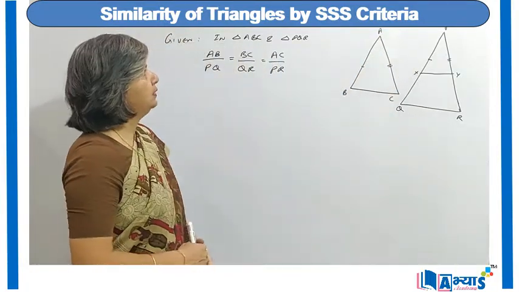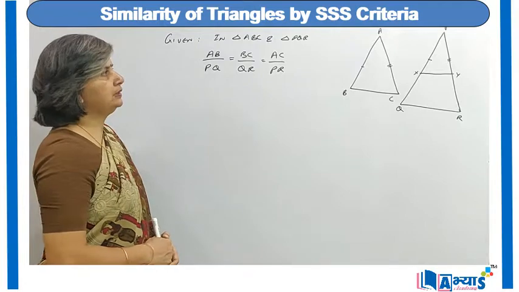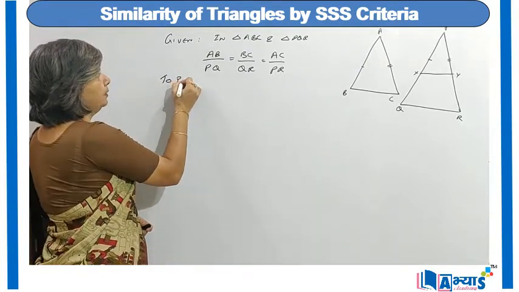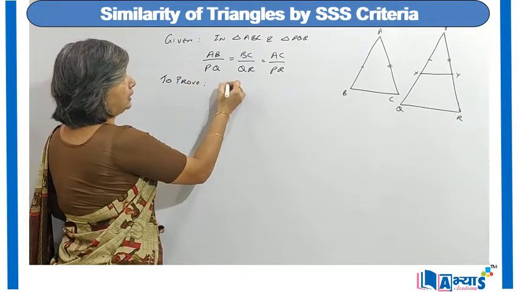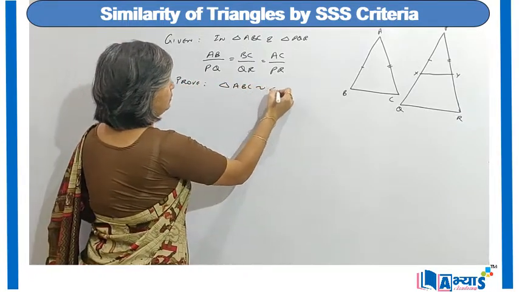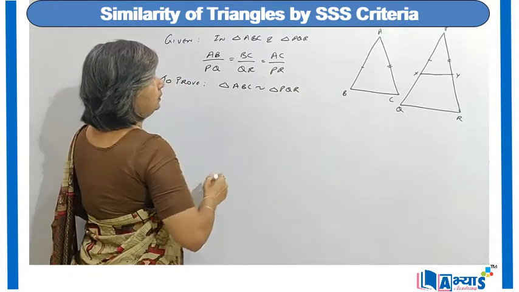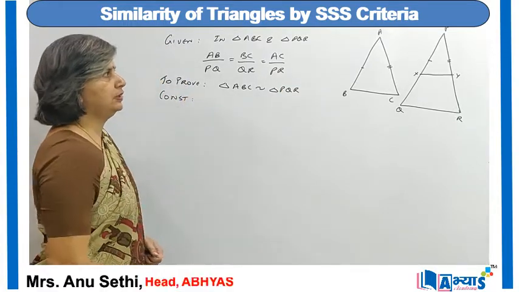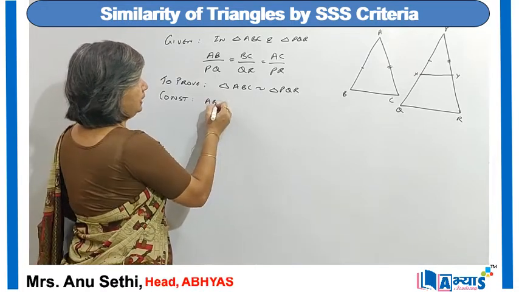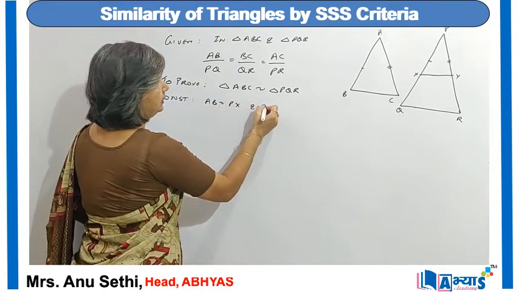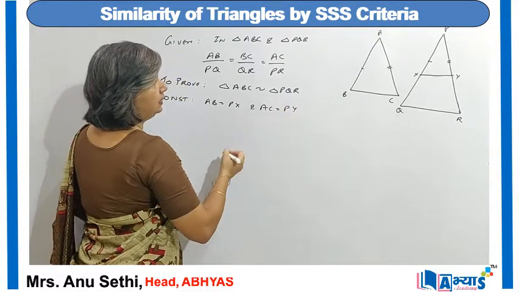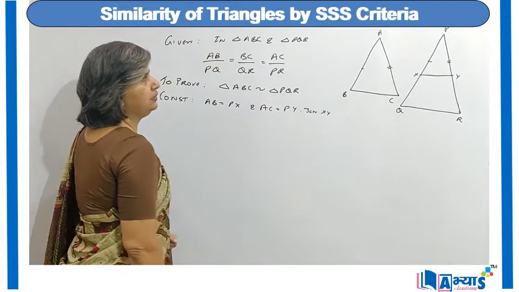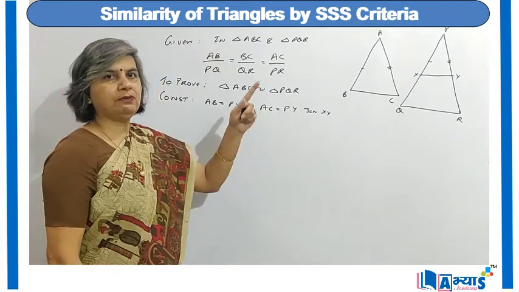That means in two triangles the corresponding sides are in ratio, and we have to prove triangle ABC is similar to triangle PQR. Now for this we will make some construction. The construction is, we will take AB equal to PX and AC equal to PY, and then we will join XY. That means we have taken AB equal to PX.